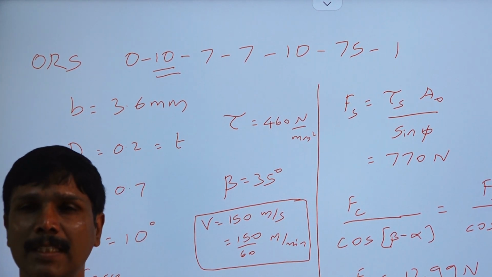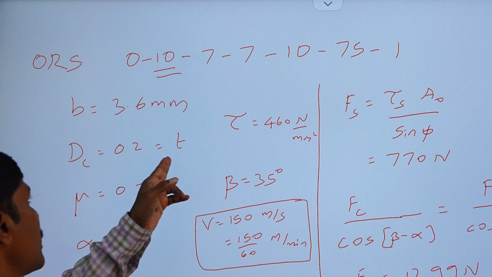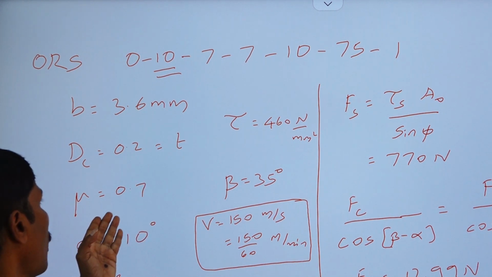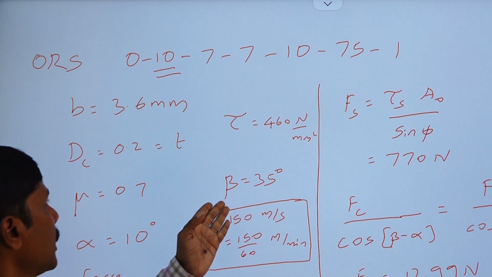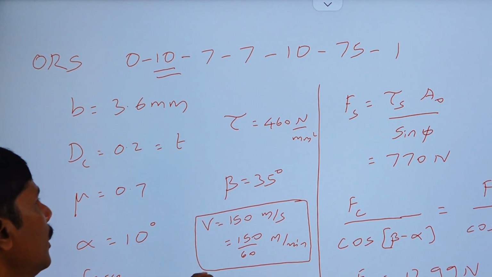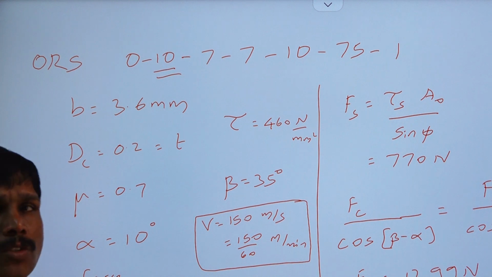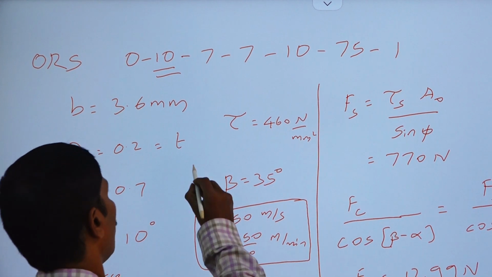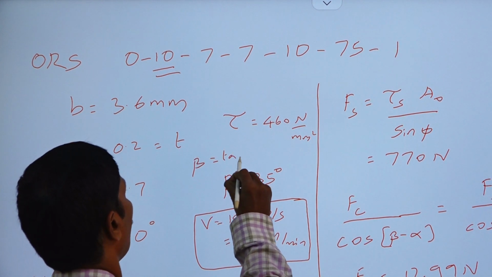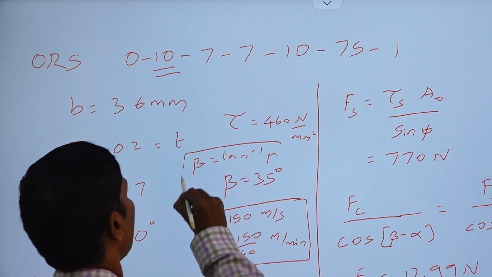This depth of cut is equal to the uncut chip thickness, so we denote it as t. Mu is given in the problem, it is 0.7, and beta is 35 degree. We can obtain beta as tan inverse of mu. In that way we can calculate beta.